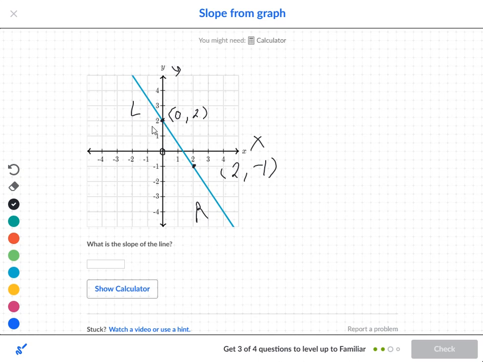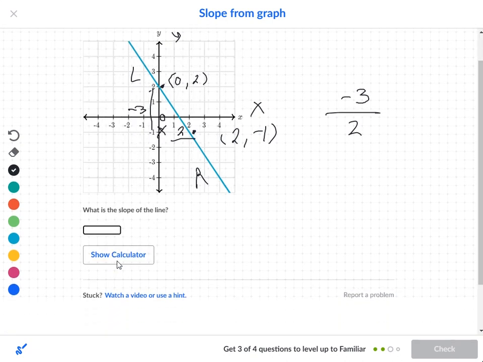So now I'm going to go down 1, 2, 3. So I'm going down 3. When I go down, that's going to be a negative, so that is -3. Now I'm going to move to the right 2. So my answer would be negative 3 over 2 because we went down. Anytime you go down, that's a negative slope. So this again is going to be a negative 3 over 2.